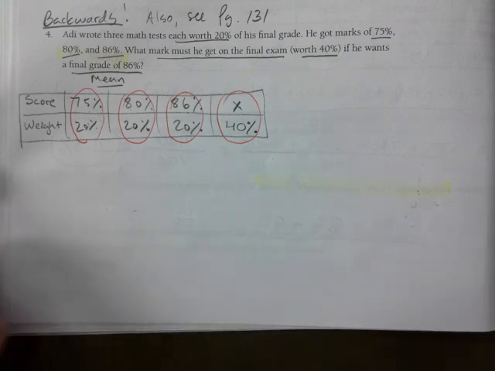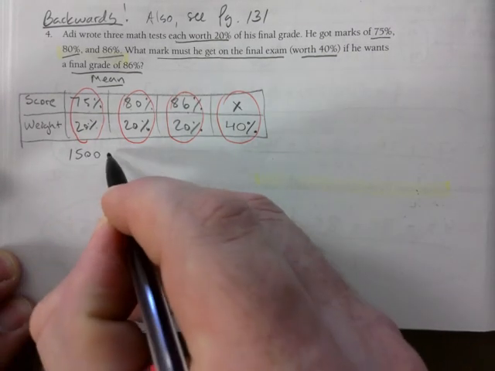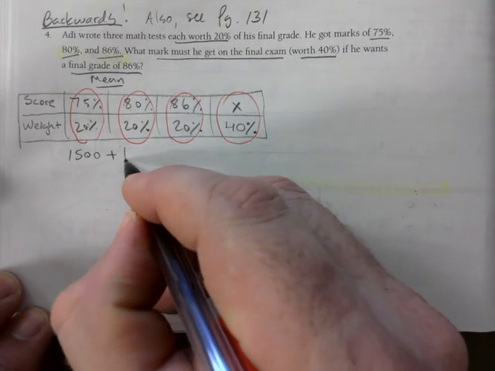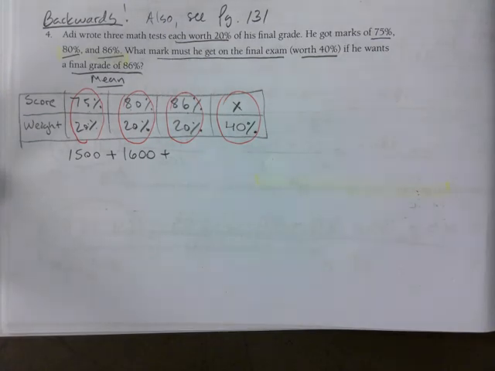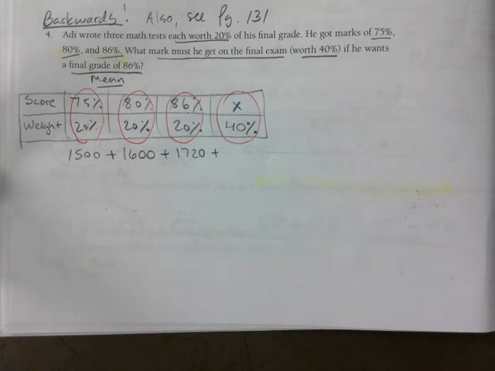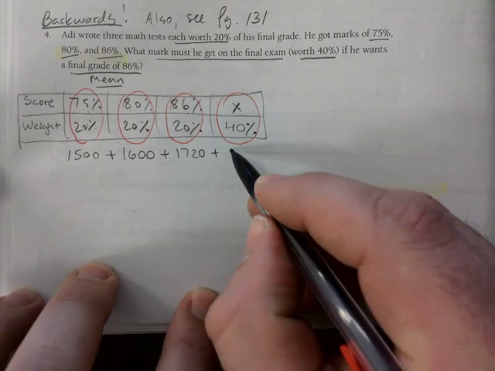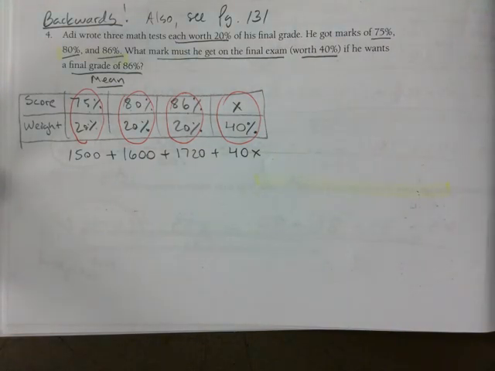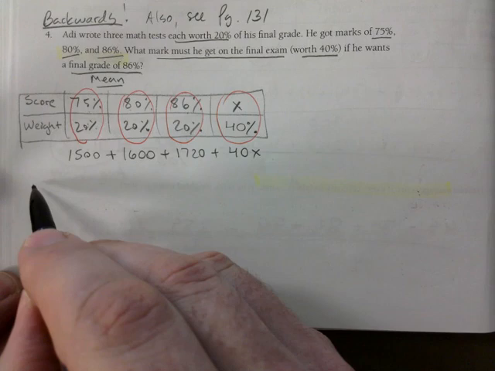75 times 20, this is 1500, plus 80 times 20, that's 1600, right? Plus 86 times 20, that's 1720, plus, what about x times 40? 40x, right? 40x. We don't know what x is, so we just write down 40x like that. Okay, so the same as before, multiply across, add your answers up.